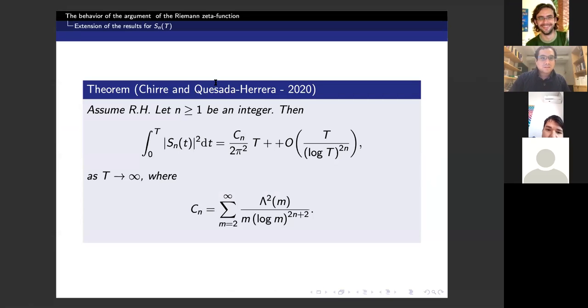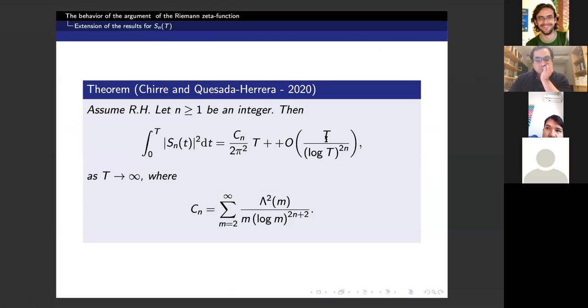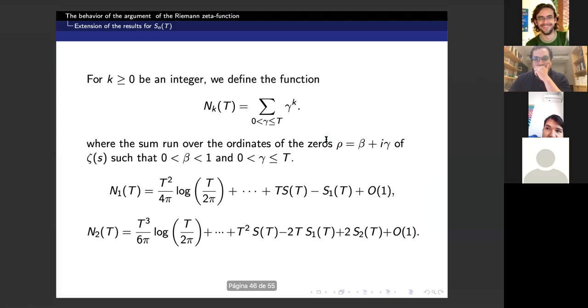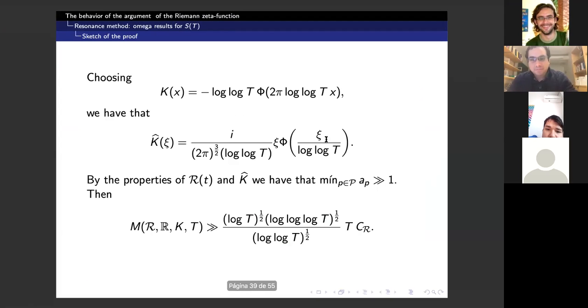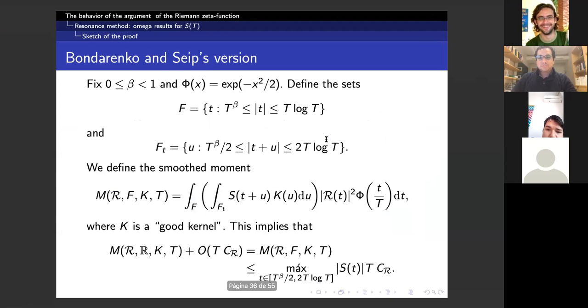Well, I have a question. In one of your results, you remove the modulus of the theorem of Bondarenko and Seip, right? And then you take the sup. So perhaps a naive question: what can we say about the infimum of the negative part? Will it have the same order of magnitude?